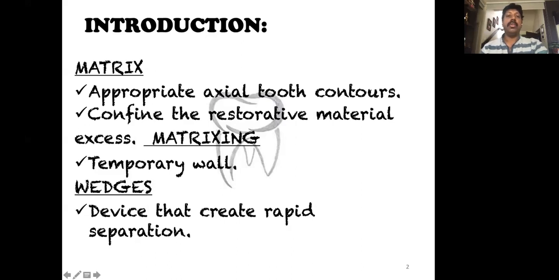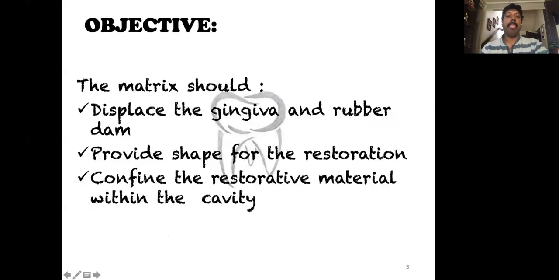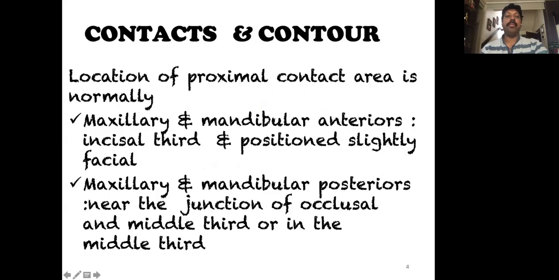So what is the use of a matrix band? To provide appropriate axial tooth contours and confine the restorative material's excess. So it acts as a temporary wall. What is the objective of the matrix? The matrix should displace the gingiva and rubber dam, separate the teeth, provide shape for the restoration, and confine the restorative material within the cavity. For maxillary and mandibular anteriors, the matrix is at the incisal third, positioned slightly facial. For posteriors, it is at the junction of the occlusal and middle third.